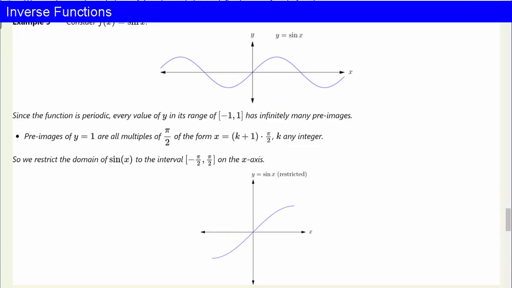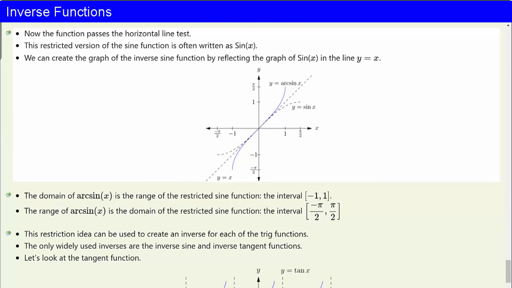So we restrict the domain of sine x to the closed interval minus pi over 2 to pi over 2 on the x-axis. Now the function passes the horizontal line test, and we use this restricted version of the sine function, often written sine x with a capital S, to define the inverse sine function. Again, we can create the graph of the inverse sine function by reflecting the graph of sine x in the line y equals x.